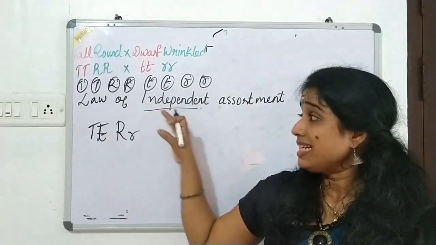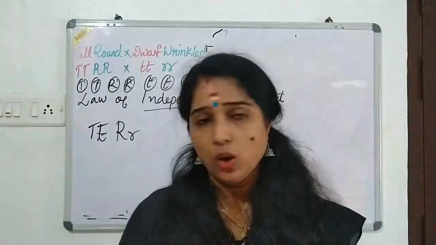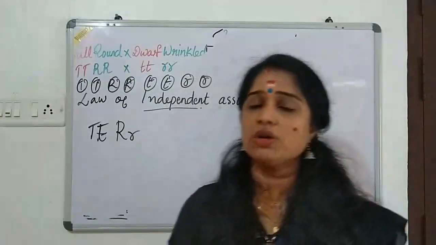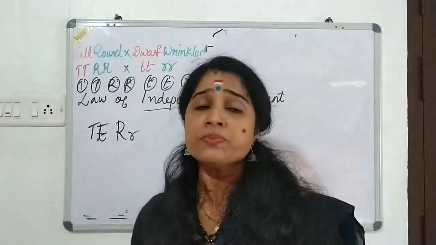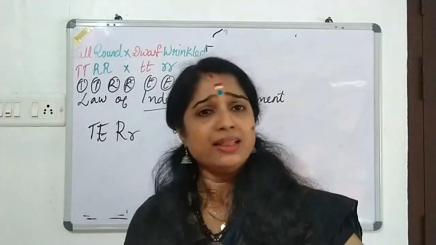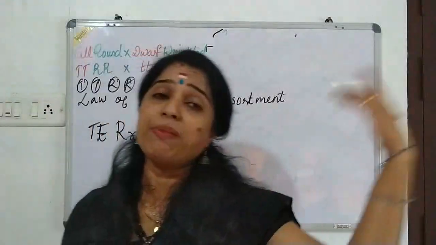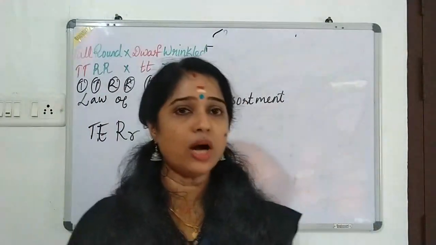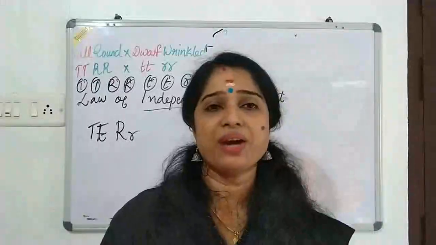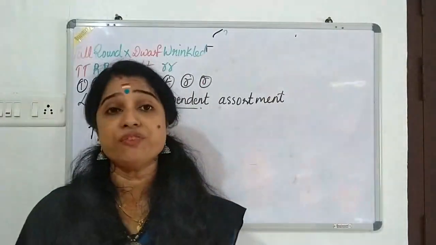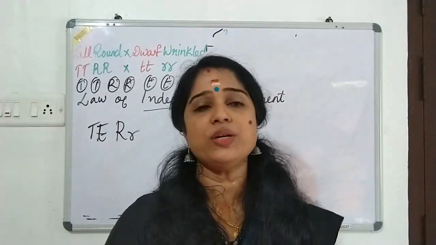So, it is because of that Mendel put forward this law of independent assortment. When two pairs of contrasting characters are crossed, at the time of gamete formation, the genes or factors separate and segregate, and they combine with other factors to form what? New varieties. And that is known as what? Law of independent assortment.